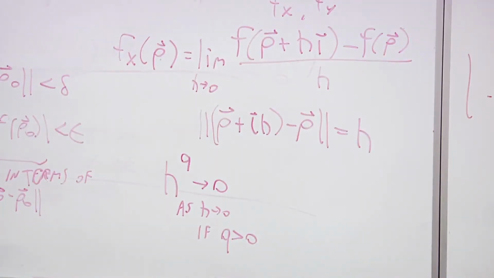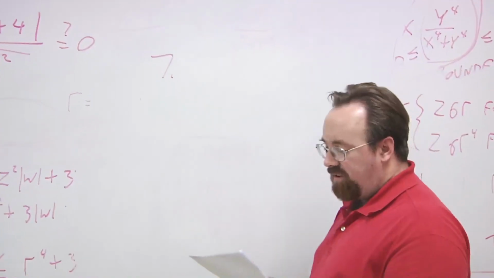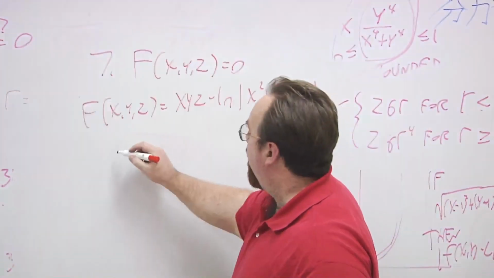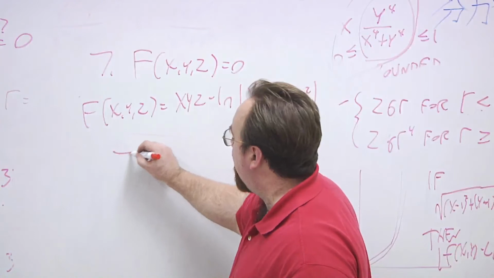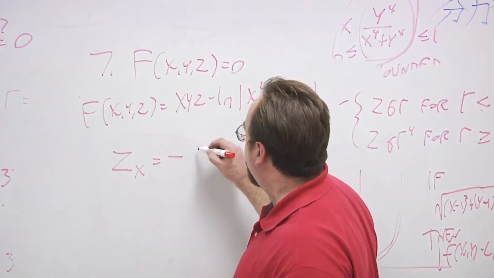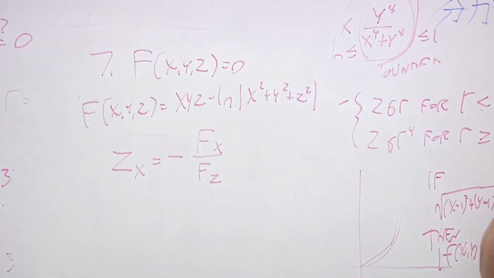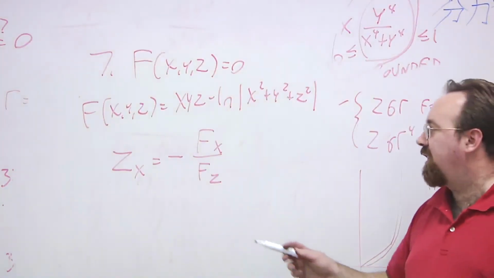Say q is 1/2, so the square root of h is still going to go to 0. It'll go to 0 more slowly than h, but it's still going to go to 0. If you look at it this way, then yes, for the partial derivatives of z with respect to x and y, there's this formula, and similar for dz/dy. So I just recommend doing it that way.